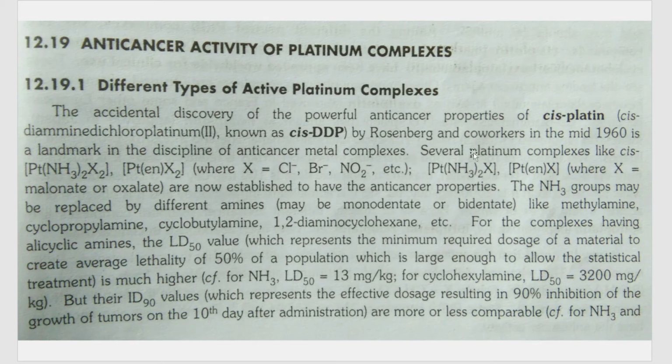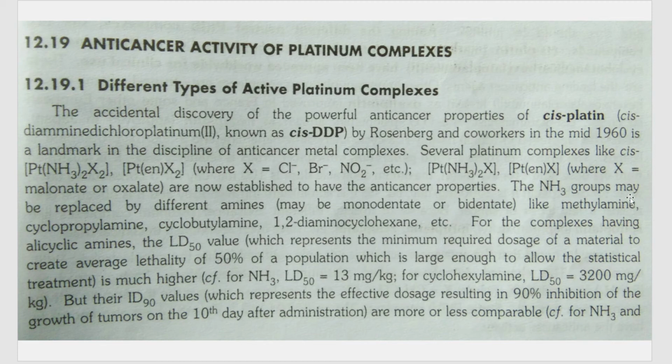There are several complexes that are given. Those are all cis complexes like Pt(NH3)2X2 or Pt(en)X2, etc. These all showed anti-cancer property. And the NH3 group that is there, the ammonia group, can be replaced by different amines, depending upon what is preferable. Different substitutions can be done at the NH3 group, like you can displace it with methylamine.